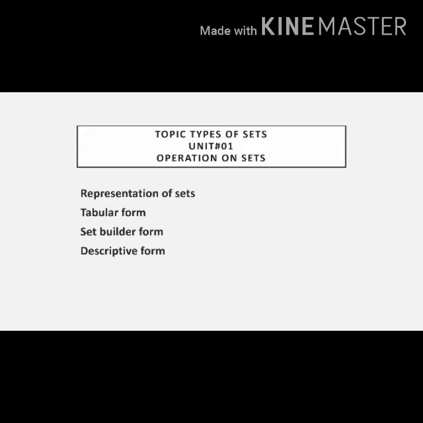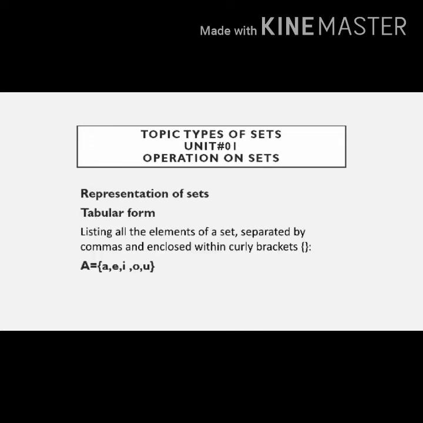Now we are going to learn about the representation of sets. There are three ways to represent a set. These three ways or forms are tabular form, set builder form and descriptive form. First of all, tabular form, also known as roster form. We have already discussed it. In this form, we simply write the name of the set and the given elements in curly braces, and these elements are separated by commas.